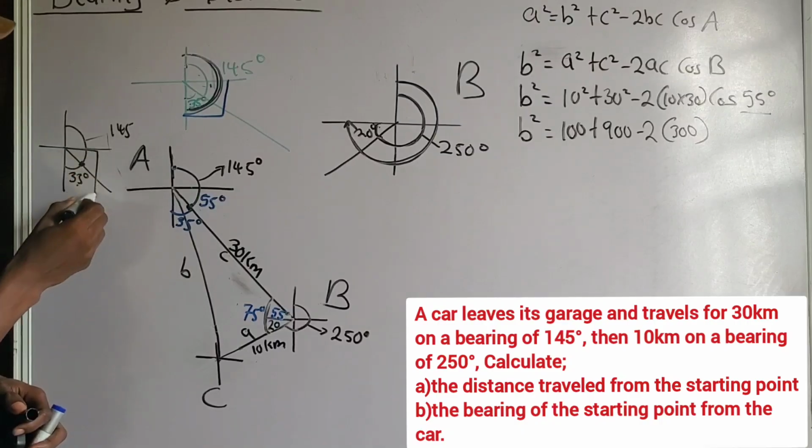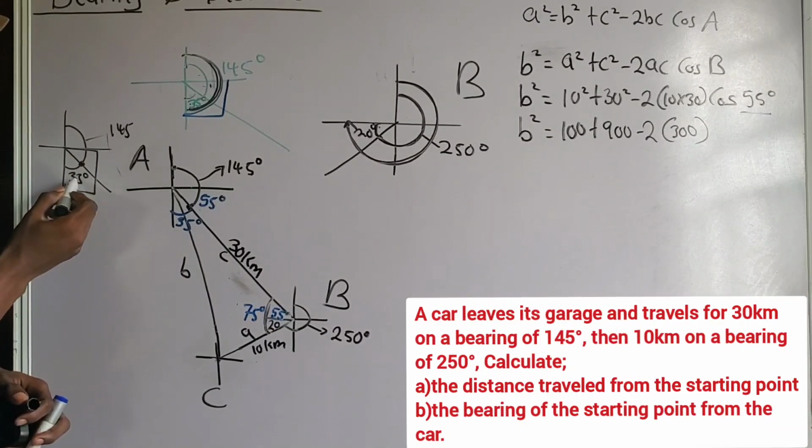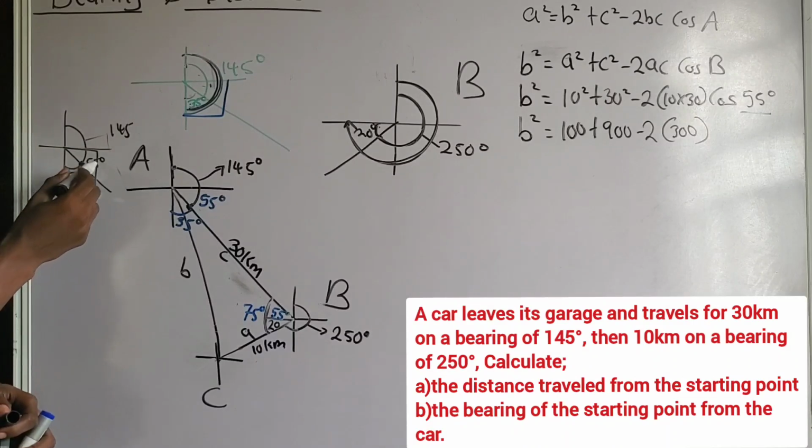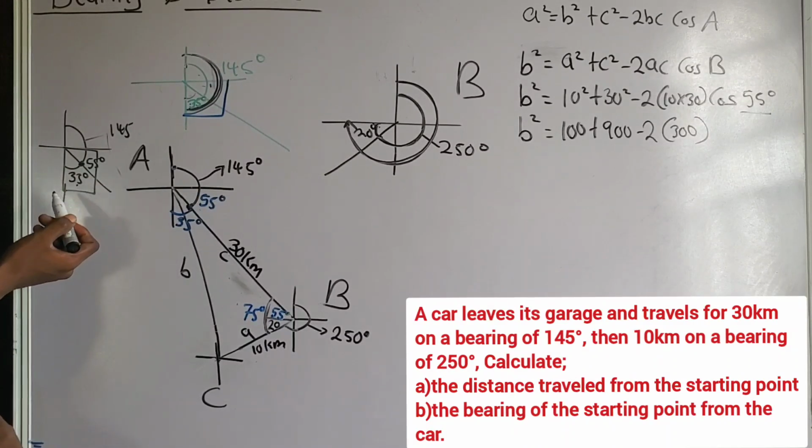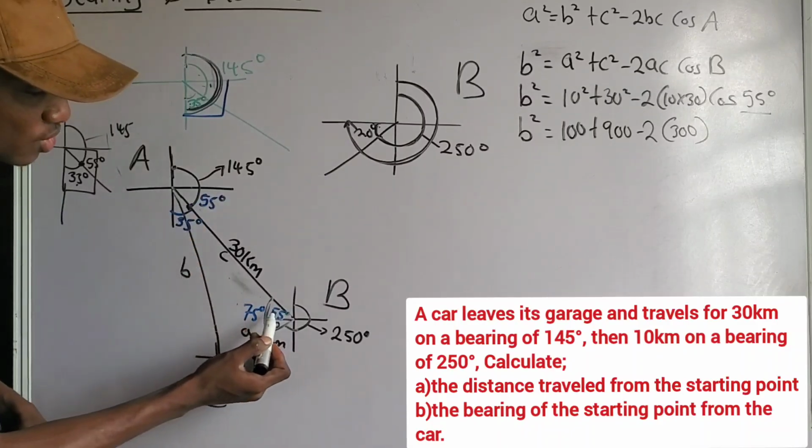Now, we know that from this point to this point is 90, right? So if this is 35 degrees, this is what? 55 degrees, because 35 plus 55 will be 90. Do you understand? And if you want to get 55, that is 90 minus 35. It is this 55 that is alternate to what we have here.